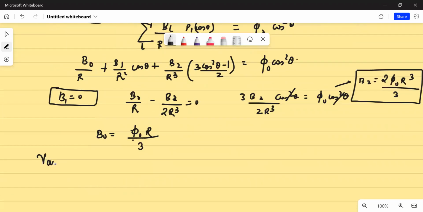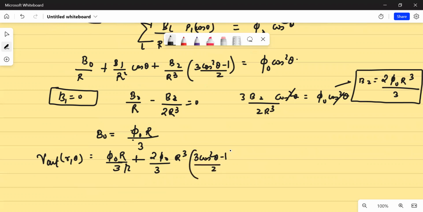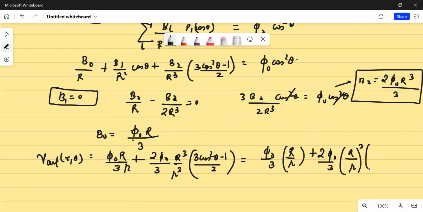In order to write the potential outside anywhere, as a function of r and theta, it is phi naught capital R upon 3, and since it is B naught, there will be a small r here, plus 2 phi naught upon 3 with r cube, times P2, which is 3 cos square theta minus 1 upon 2, divided by R cube as well. More appropriately, this is phi naught upon 3 times capital R upon small r, plus 2 phi naught upon 3 times capital R upon small r whole cube, times 3 cos square theta minus 1 upon 2.